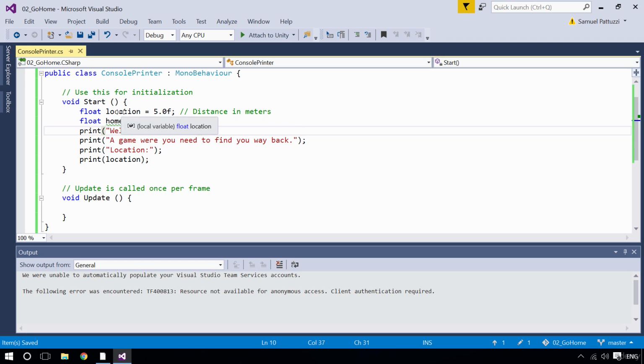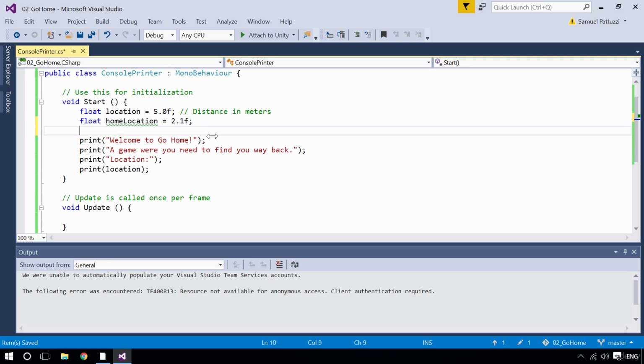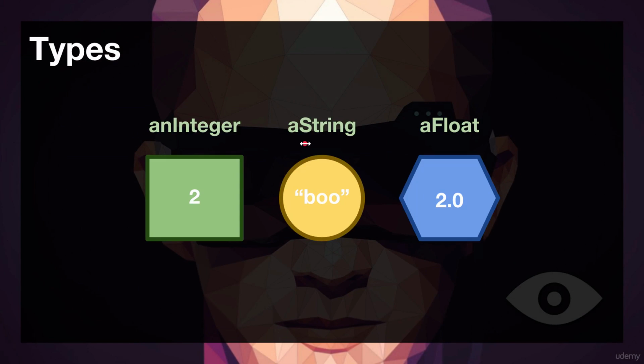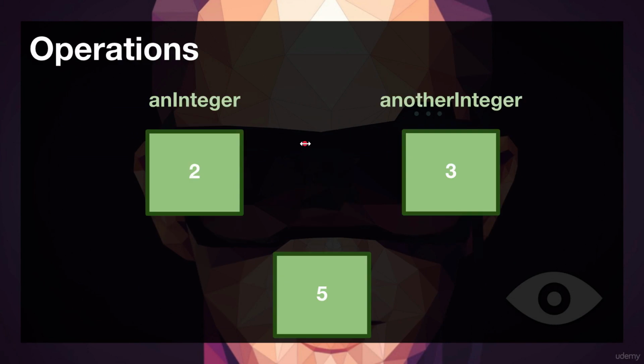So now we have a location and a home location. We need to calculate a distance. So, well, I guess a distance is going to be another float. But what is it going to be? What are we going to set it to? How do we do these kind of calculations? We really want to find out what the difference between these two is. So let's find out.